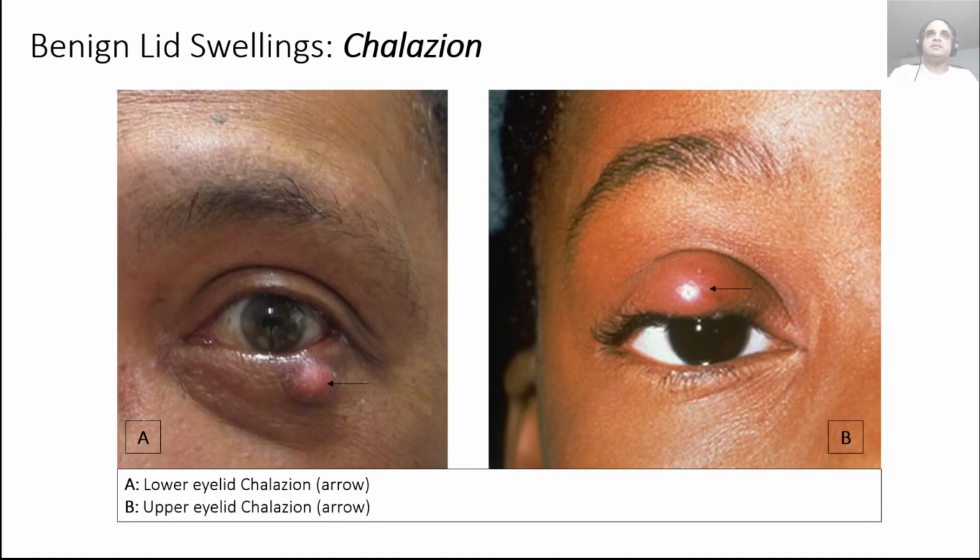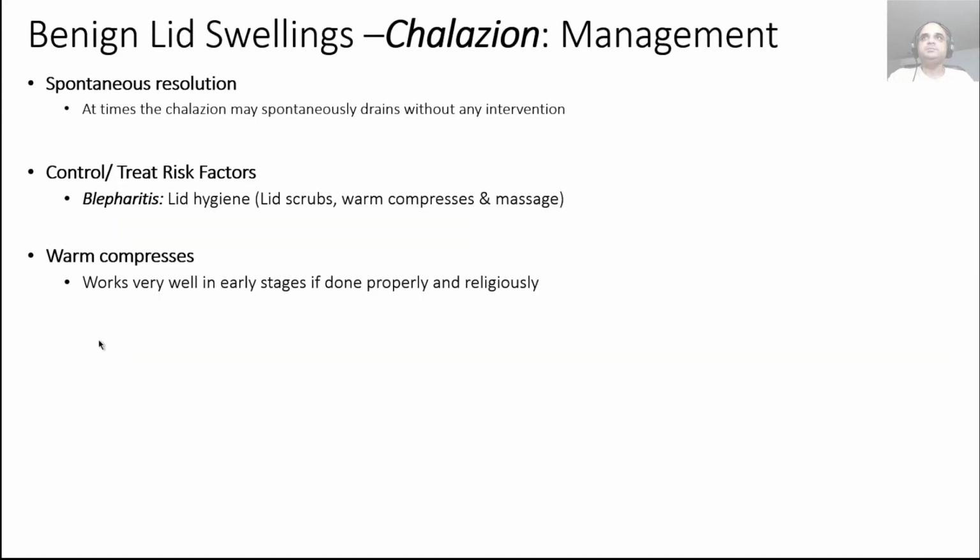So these are two chalazia, lower lid, upper lid, smaller, larger. What do we do? Most of the time you don't need to do anything, they spontaneously go away. You can control or treat the risk factors, blepharitis being the most important, lid hygiene, and everything else that we talked about when we were talking about blepharitis. Warm compresses work very well because remember they are retained secretions. If you apply warm compresses, it would help drain the gland.